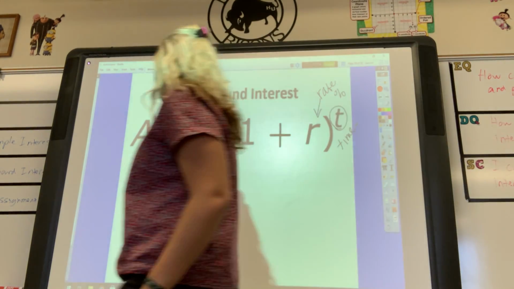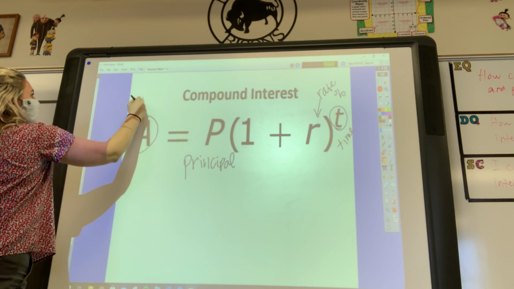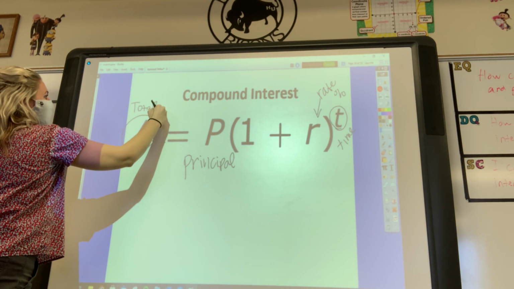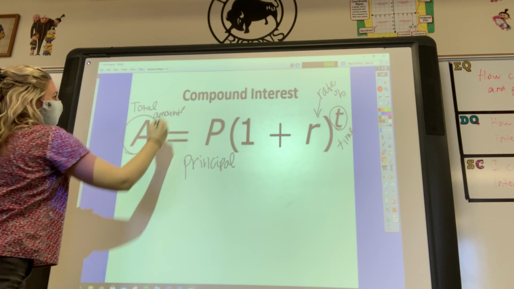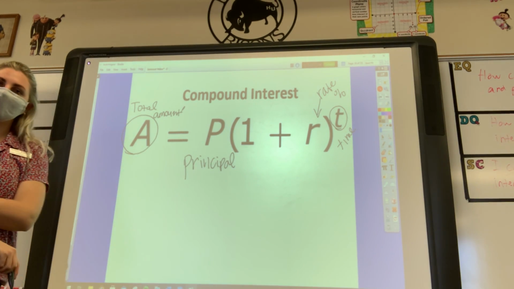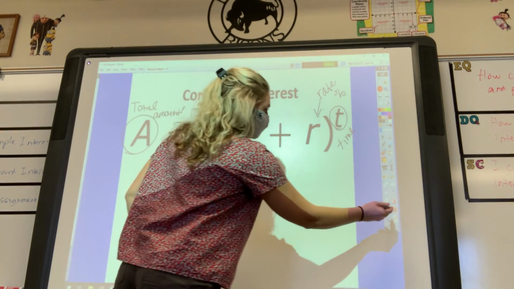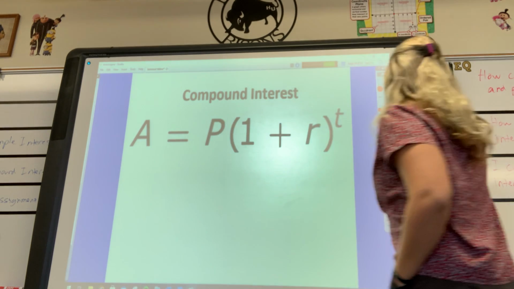So what we have different here is an A. This A is for a total amount. As we're solving this, you can put all of these numbers straight in the calculator, you don't have to make things more complicated because we have access to those handy dandy calculators.